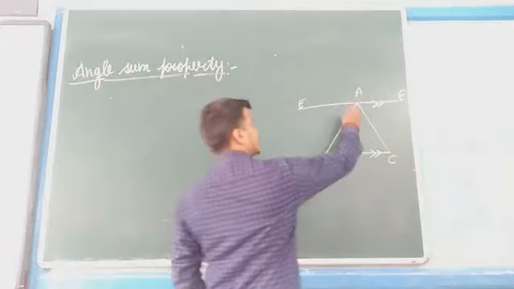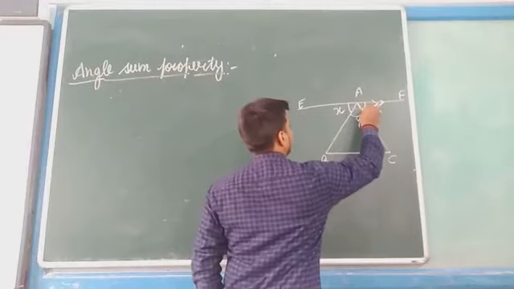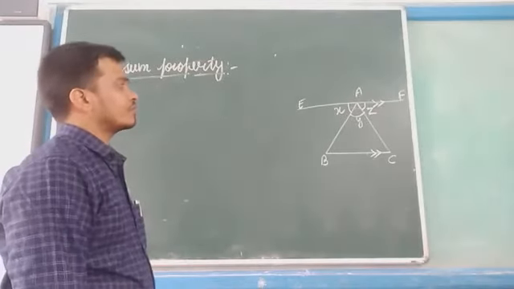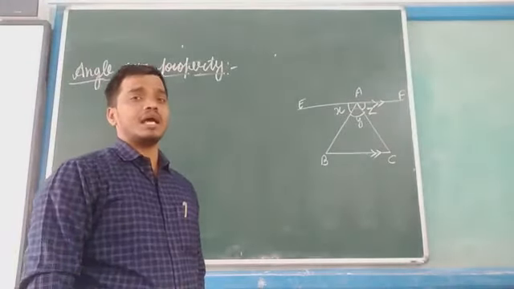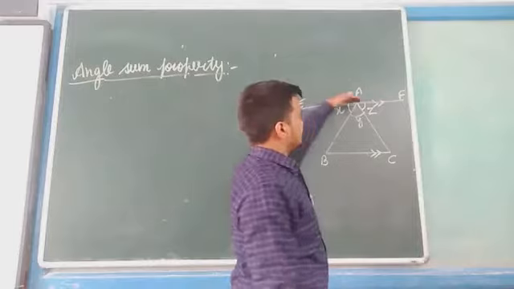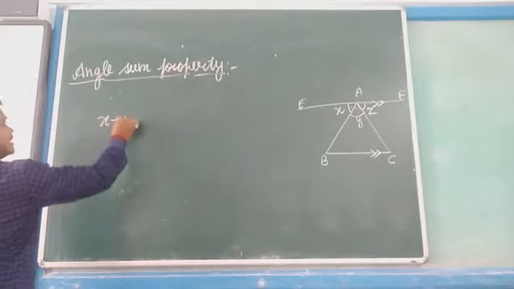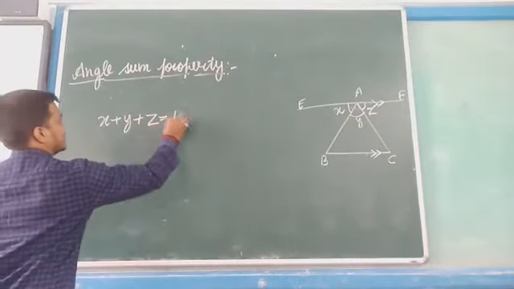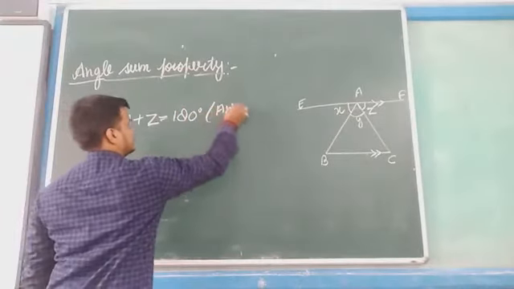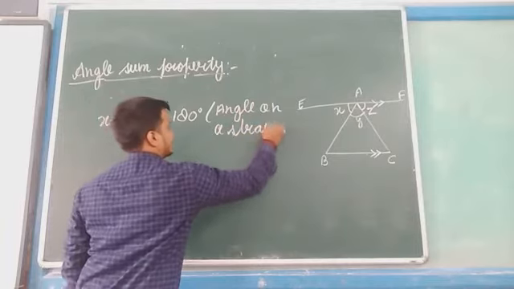Okay. Suppose that this angle is X, this angle is Y, and this angle is Z. As we know, the sum of all the angles on a straight line, you can see that here one straight line is made. So this straight line sum is always 180 degrees. So X plus Y plus Z is equal to 180 degrees. Why? Because it's an angle on a straight line.